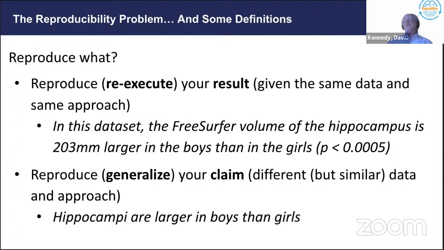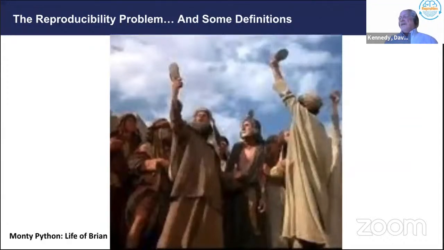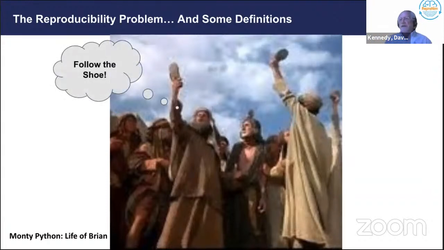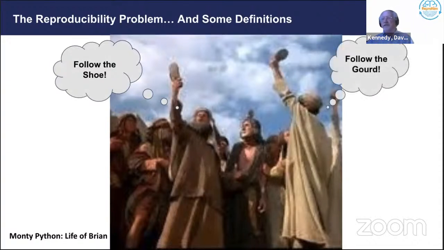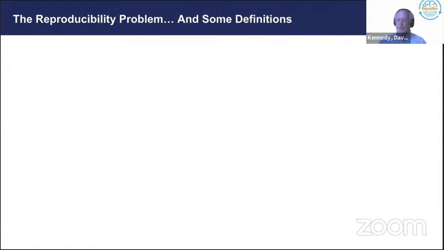What is it about the tool? What is it about the data? What is it about the statistical modeling that I'm using? So since we have the re-executability and we have the generalizability, it made me think of Monty Python's Life of Brian, where we follow the re-execution or we follow the generalization. And so we have different techniques for those topics.